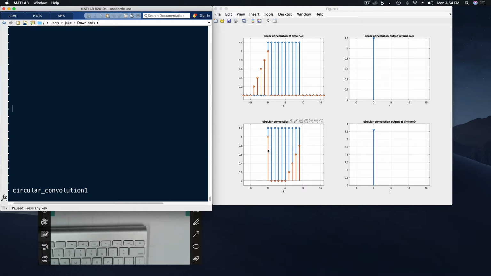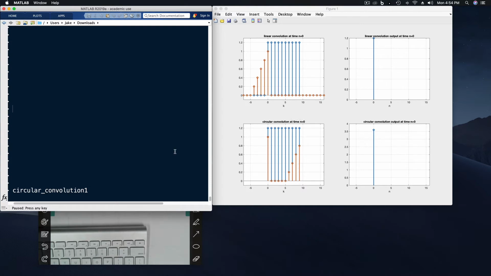When we perform all these multiplications and add up all these results, we get a value that's equal to about 3.5. And notice that that's different from the value 1.2 that we get from the linear convolution. Why did that happen? Why is it different? Well, the problem is that these samples over here wrap around. These samples in the negative domain, they wrap around and overlap the input signal. This happens because we're doing a 10-point circular convolution.